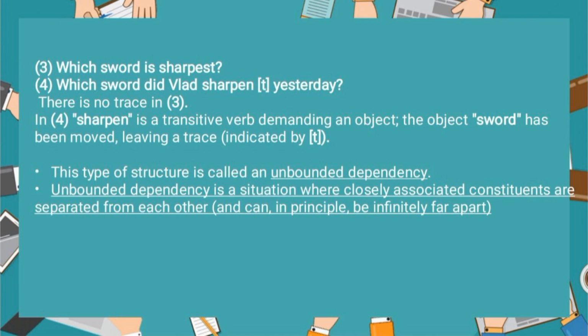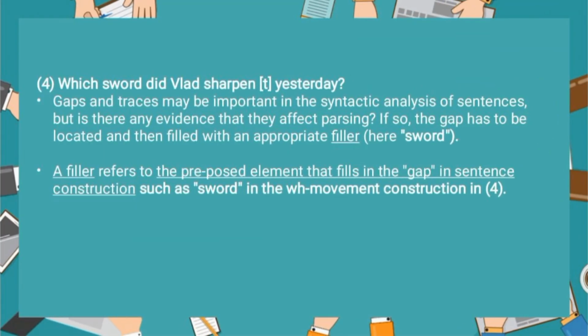Unbounded dependency is a situation where closely associated constituents are separated from each other and can, in principle, be infinitely far apart. Sentence 4 shows a trace where the word sword has moved. This movement creates a long distance between the word and the verb it's connected to, which is called an unbounded dependency. It's like the words are linked even though they're far apart. Which sword did Vlad sharpen yesterday?